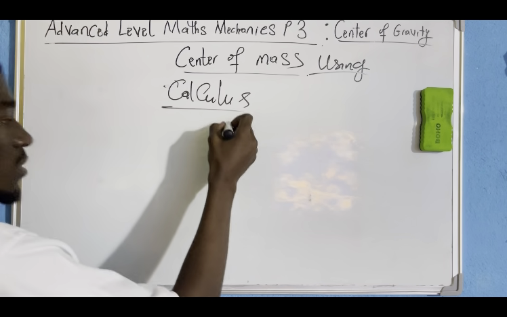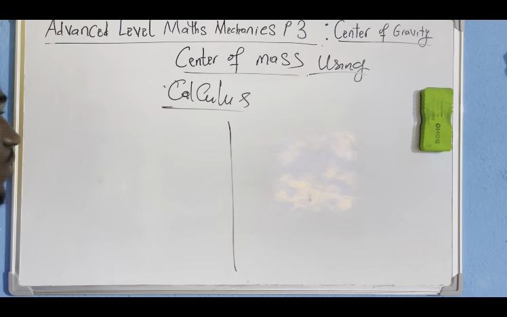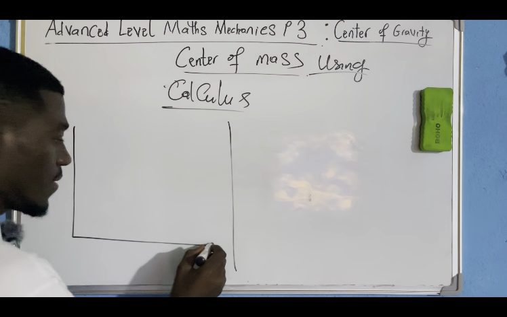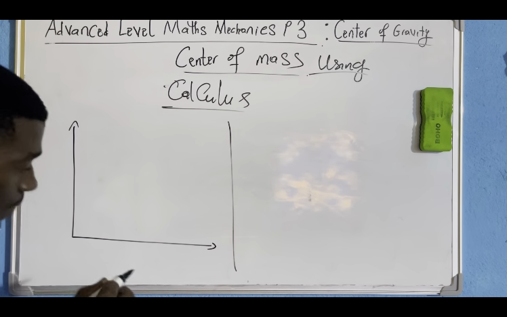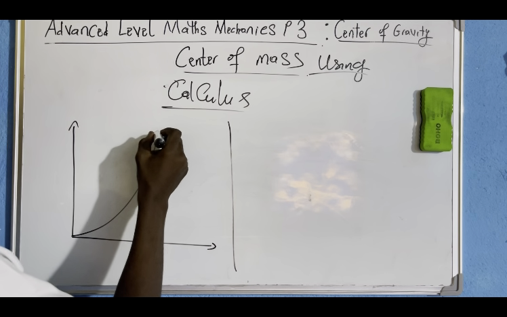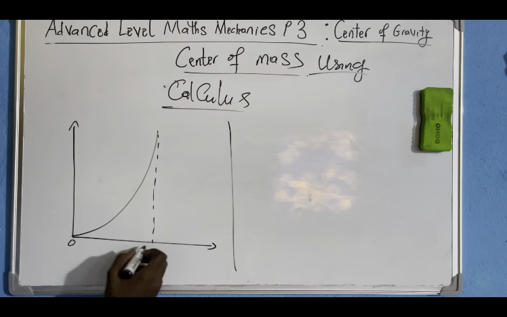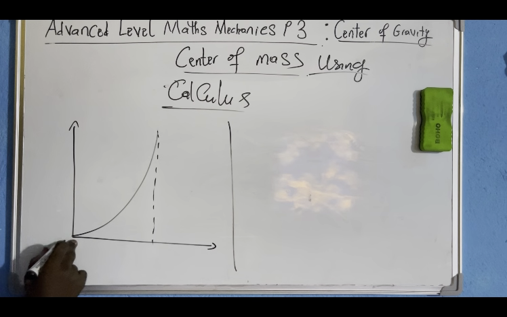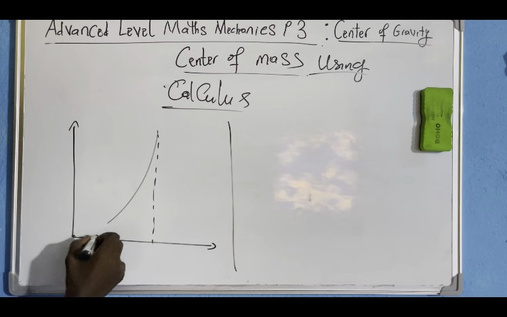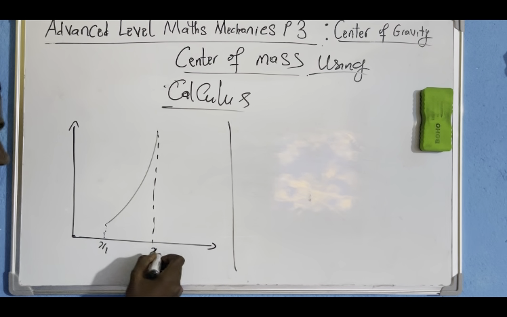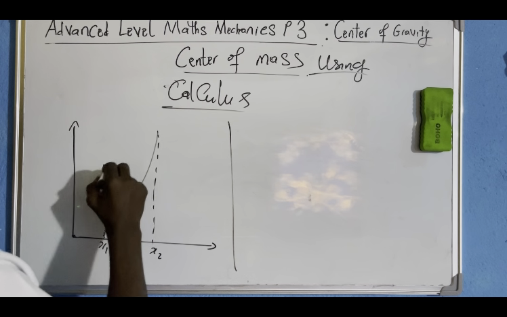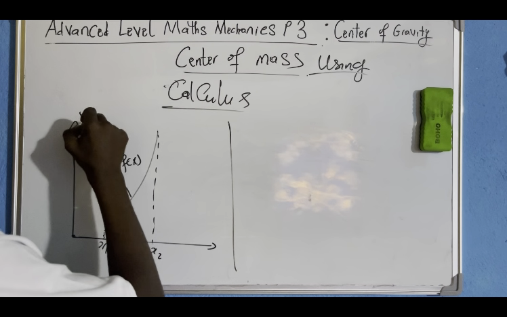For example, I will take two cases. If I'm having a body like this, a curve, bounded by two vertical lines at x1 and x2, this is the curve. Are we understanding? Now the curve is a function f of x.